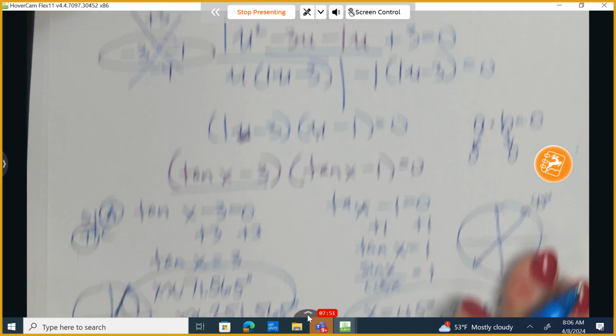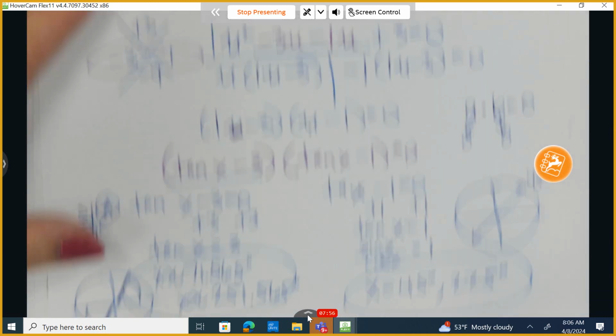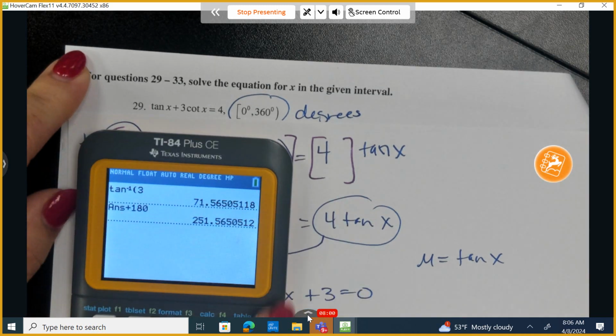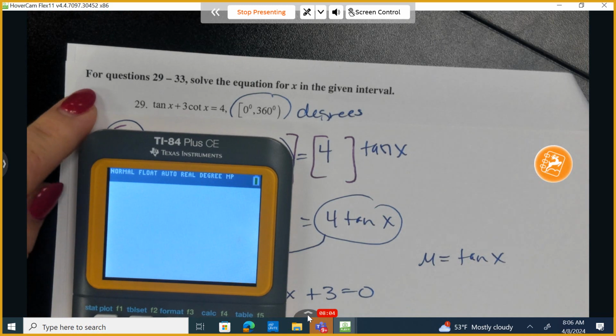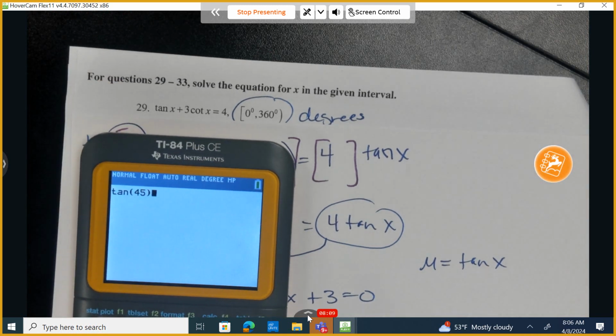So we're going to come back up here to the original right now. I'm going to check one, and then I'm going to time you to check the next. Let's try 45 degrees. Okay, everybody grab your calculator, please. We're starting with this original. If this works, the left side must equal the right side of 4. So here we go. Tangent, and now I'm going to plug in 45. I'm in degrees, plus 3.